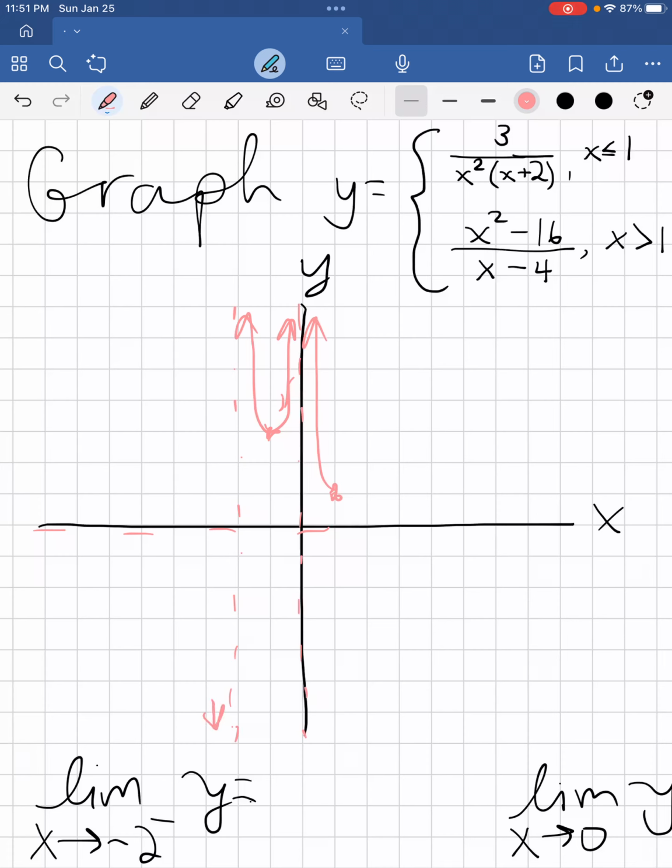And for fun, let's see what the y-coordinate is when x is negative 3. So you'd get 3 divided by 9 times negative 1. So that would be negative 1/3, somewhere between 0 and negative 1.